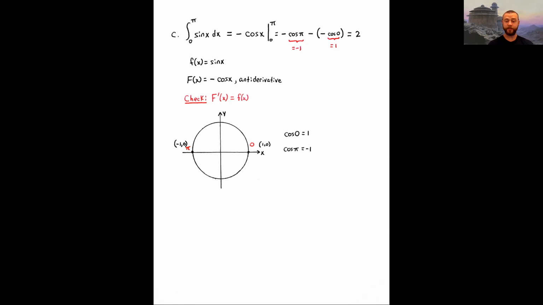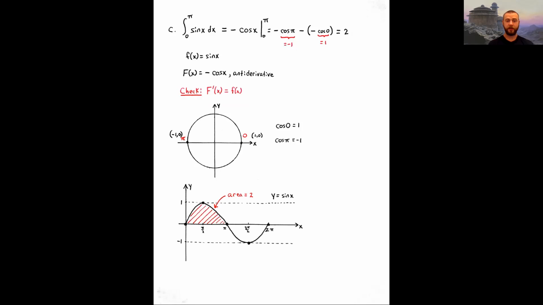This one can also be visualized. Here we have a decent sketch by hand for the graph of sine of x. And if we take a look at the area beneath that graph over the interval 0 to pi, that red shaded area comes out to be exactly 2 units for area. Two, whatever your favorite units for area would be, square feet, meters squared, whatever units you're using.